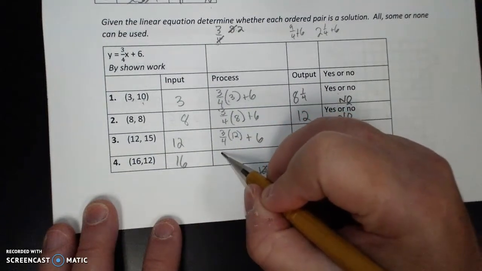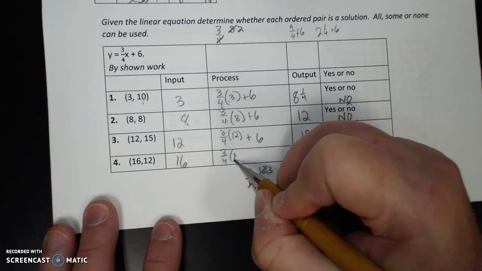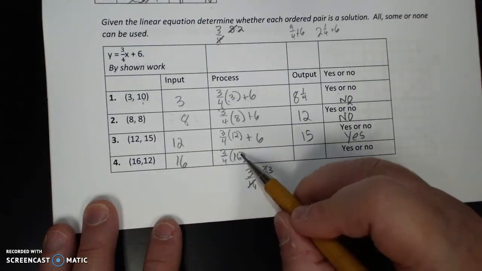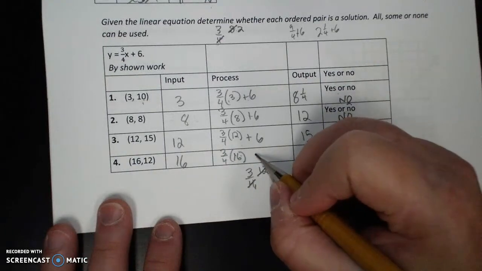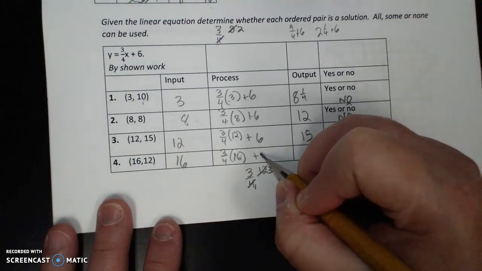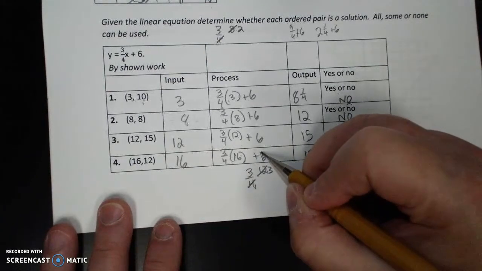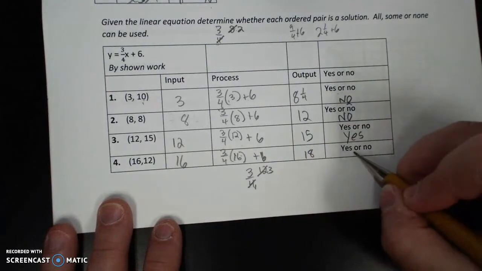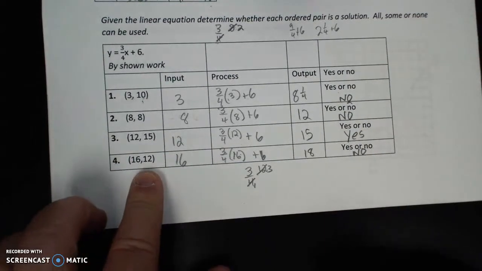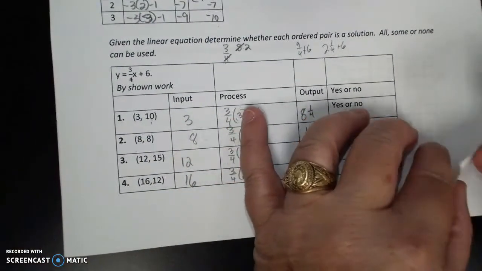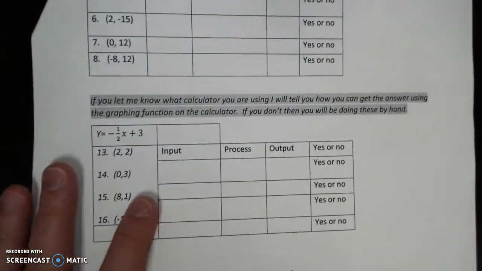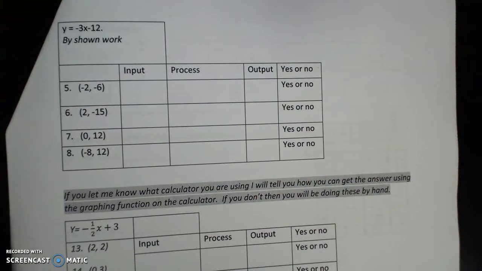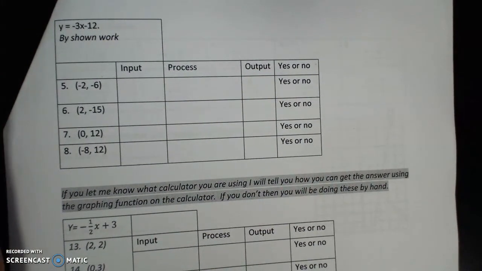I'm going to input 16. 3/4 times 16. That's 4 times 3 is 12. 12 plus 6 is 18. And that is a no, because they thought they were going to get 12. So that's how you're going to do inputs and outputs. I'm going to pause the video to wait for this, because I'm going to run out of time doing all of these. But there's going to be a second part to do more information.